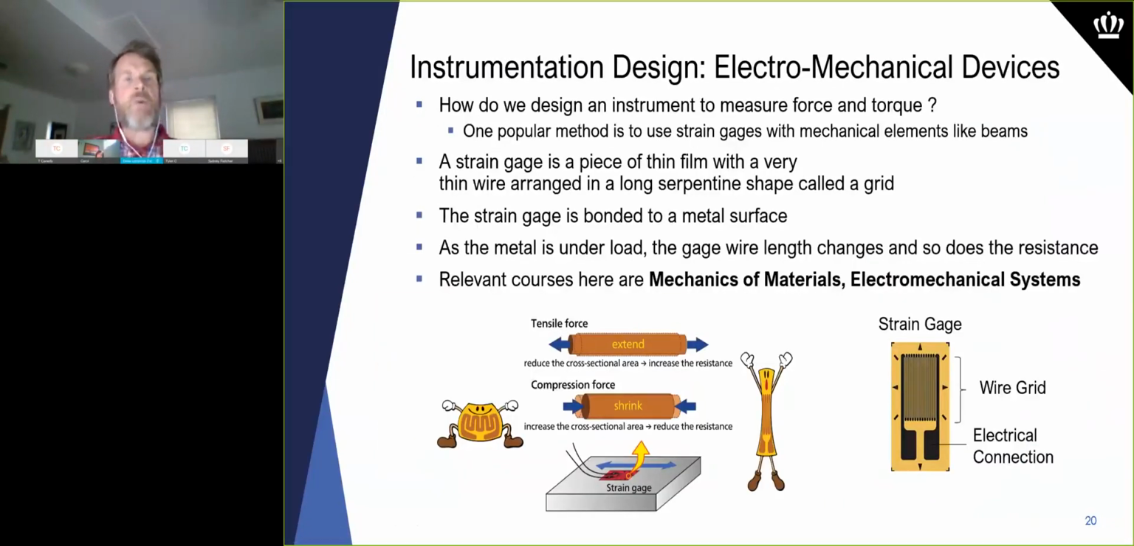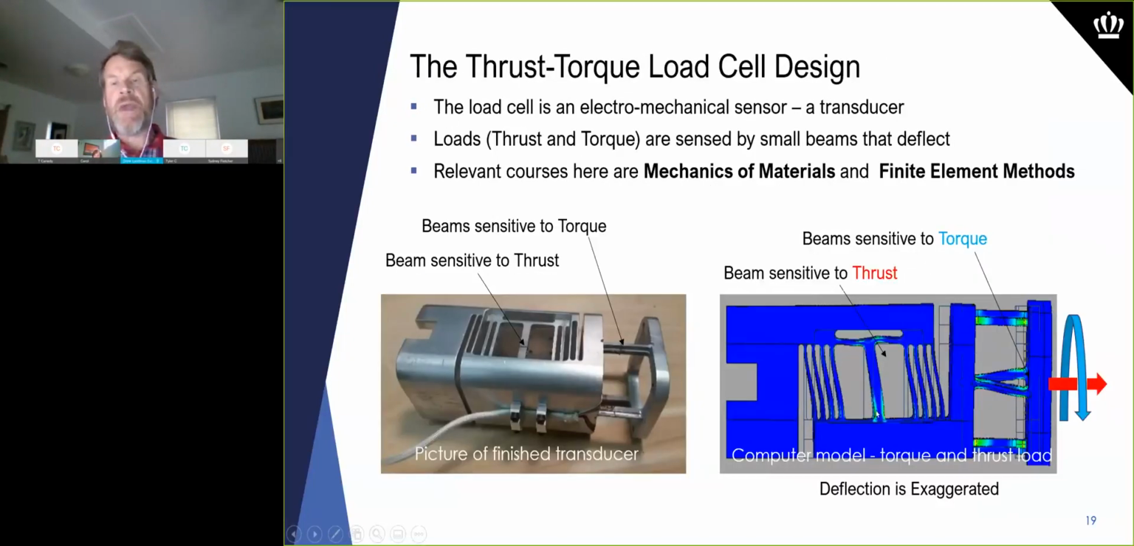So to make an instrument then, what we're going to do is go into our electromechanical devices, right? Our mechatronics understanding. We're going to take a little device that is built up of a wire grid, and I show you that here on the right. So we follow an electrical connection into the grid. It goes through a large serpentine, kind of like a river meandering through a delta, right? And then back out to another electrical connection. This is bonded to a piece of material that is very flexible. Then we'll glue that to a piece of metal. And what happens is as the metal deflects, as we see here, we have a gauge bonded in the area where it deflects the most.